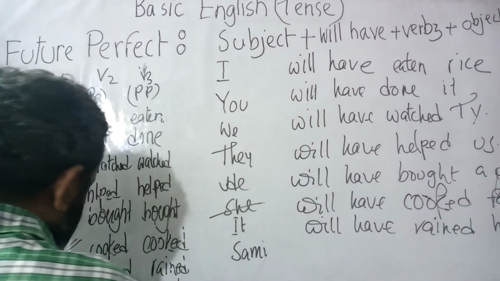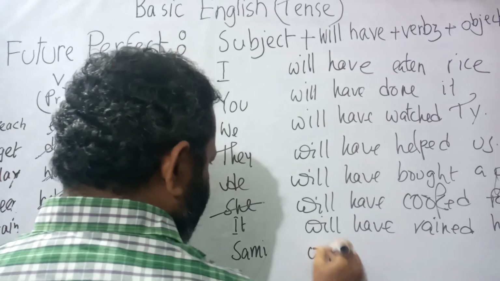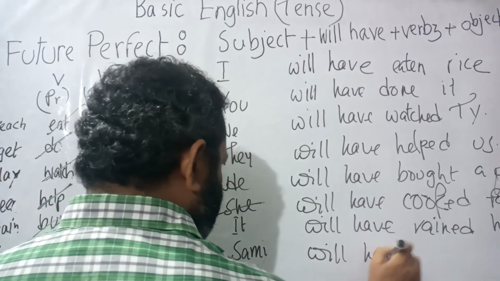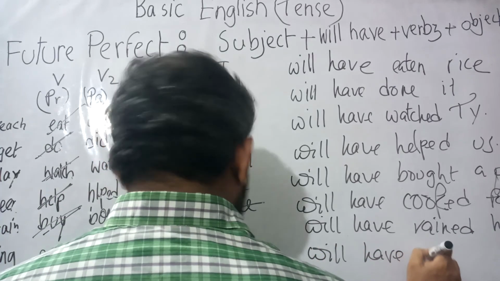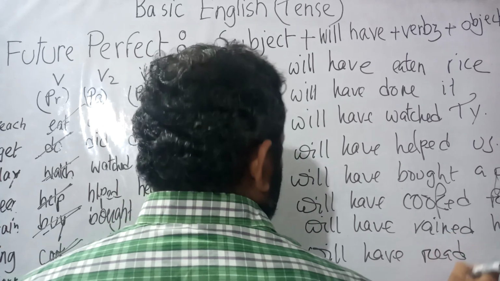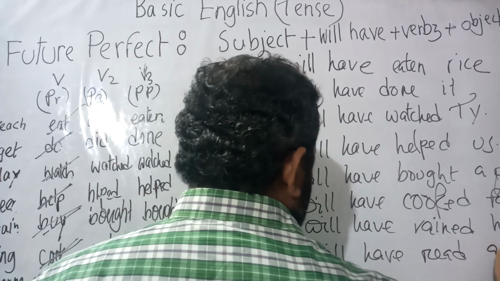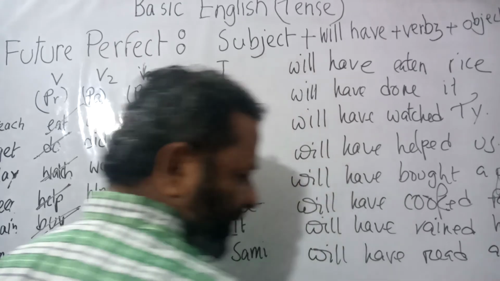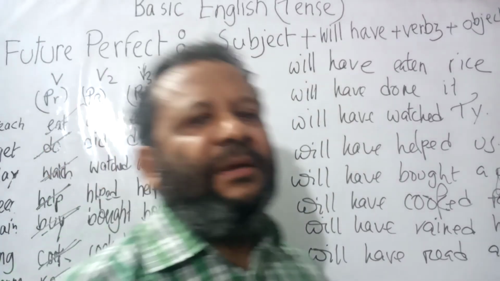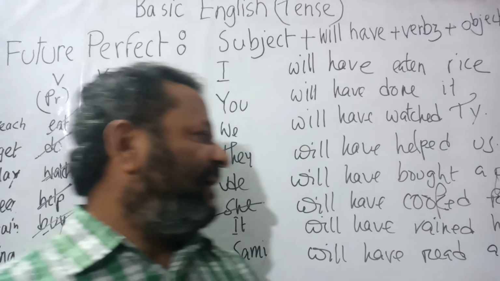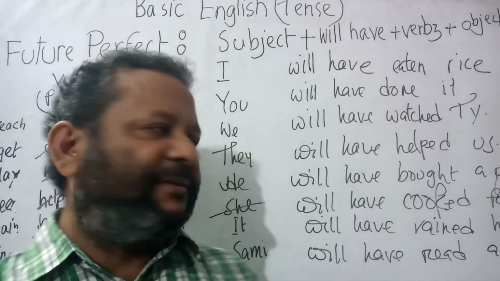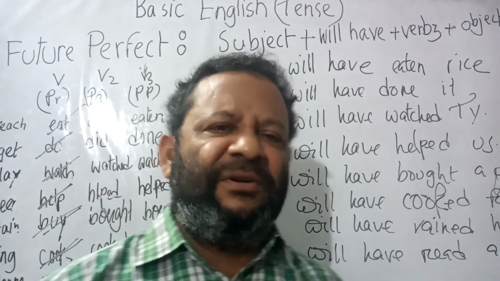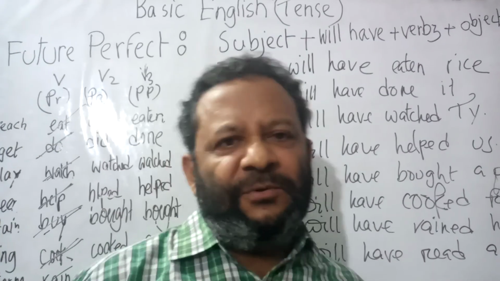Now let us take the verb read. Then Sami will have read. Sami will have read a book. Or we can mention any name. It can be The Old Man and the Sea. It could be War and Peace. Or we can mention any name of any famous book.